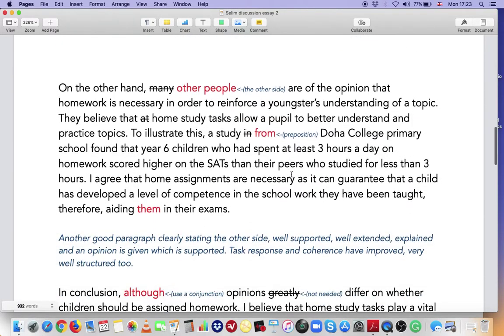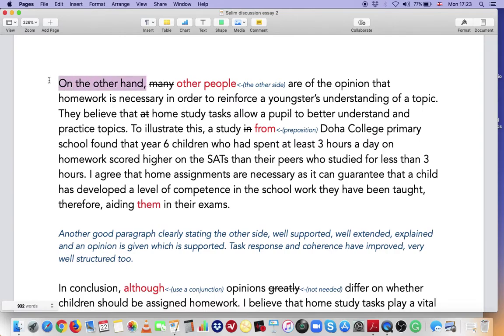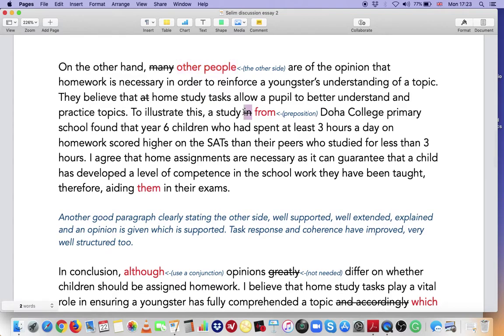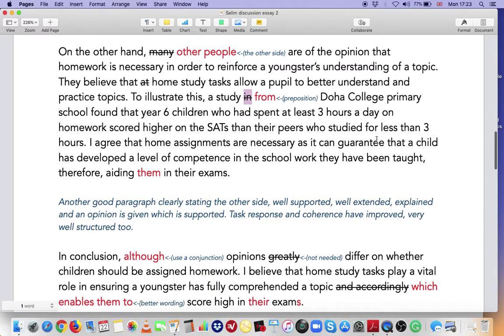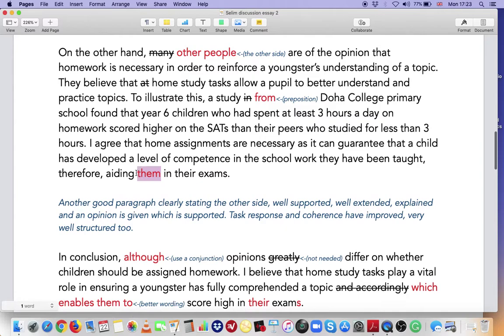Looking at main body 2, again, very good. Now on the other hand, so we're looking at the other side. Other people are of the opinion, so we're discussing the other side, what other people think. And just a preposition here, a study from Dover College. And I just added this for referencing. Again, it's very clear, it's concise, easy to follow. He's got a specific example here, which basically supports his main idea. And here is his opinion.